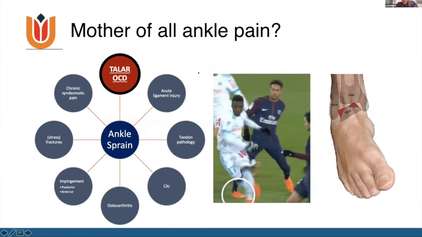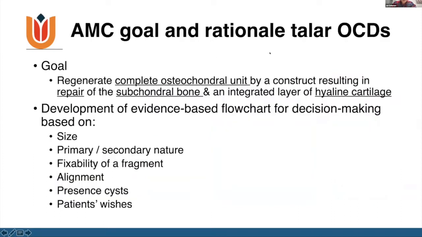And then let's start with the cartilage lesions. We know that the mother of all ankle pain is an ankle fracture or an ankle sprain, and there are a lot of different diagnoses that can happen after this. And today we'll focus on the talar osteochondral lesions, which are subsequent to the ankle sprain, a different and difficult diagnosis to treat. So taught by the school of Professor van Dijk, what is our goal of the treatment? Our treatment is to regenerate the complete osteochondral unit and to construct a specific surgical technique to repair also the subchondral bone and create a hyaline cartilage layer.